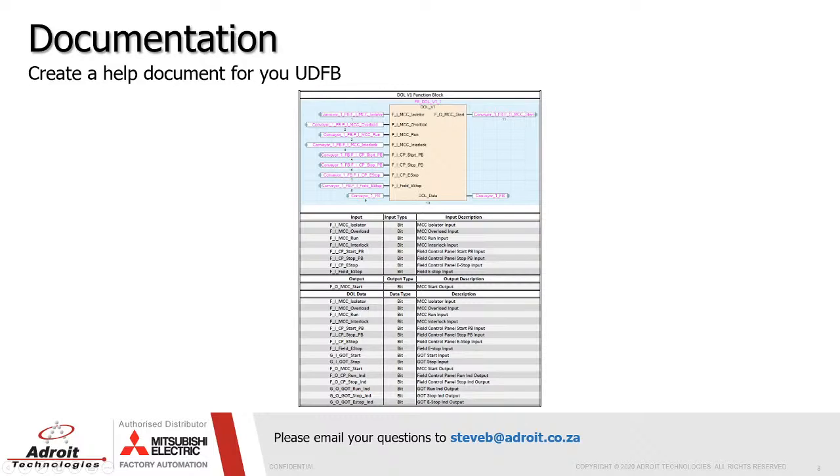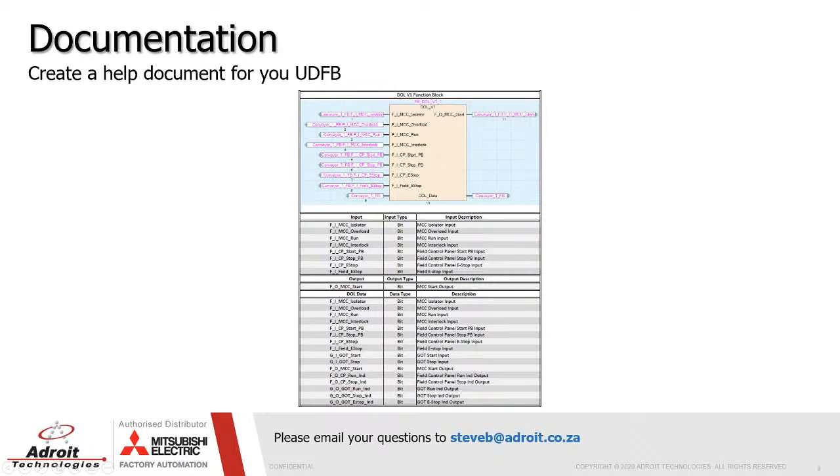I've also added the descriptions and the type of bits that are being used. Now, for our program, everything was bits, but you might have some words and integers or floats that you're using to display analog values and so forth.